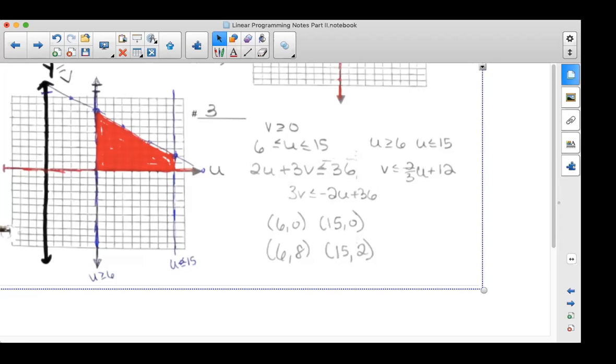So all 4 of those, we ended up getting a shape because there were 4 lines, 4 inequalities. We have a quadrilateral, a 4-sided figure. So if I had 3, I have a triangle. If I have 5, I have a pentagon. So the number of lines correlates with the shape.